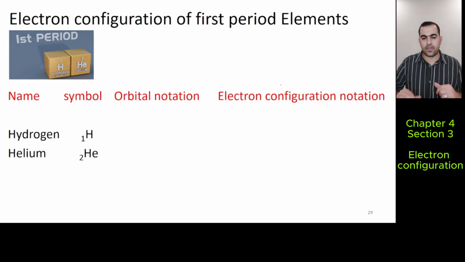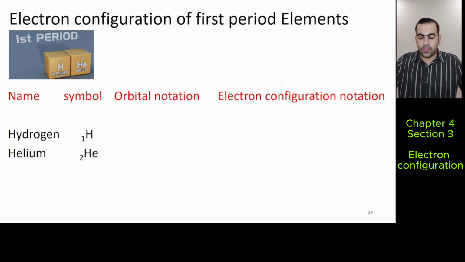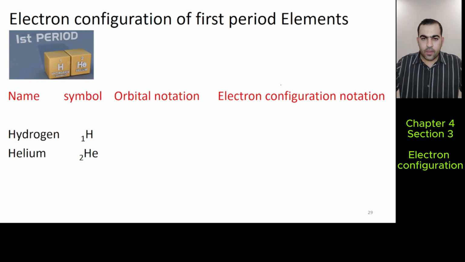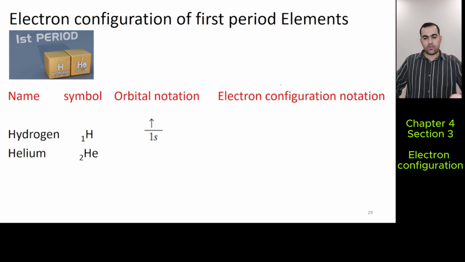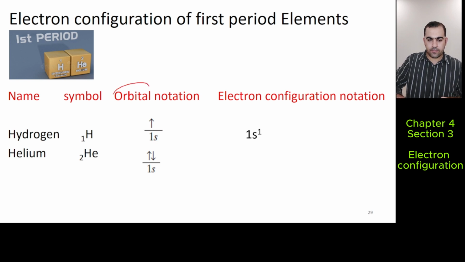Okay. Look, here we're going to write the electron configuration for all the elements. Here, for the first period, hydrogen and helium. So how are we going? I think we did it. This is the orbital notation and electron configuration notation. This is for helium, 1s2. This is orbital notation.